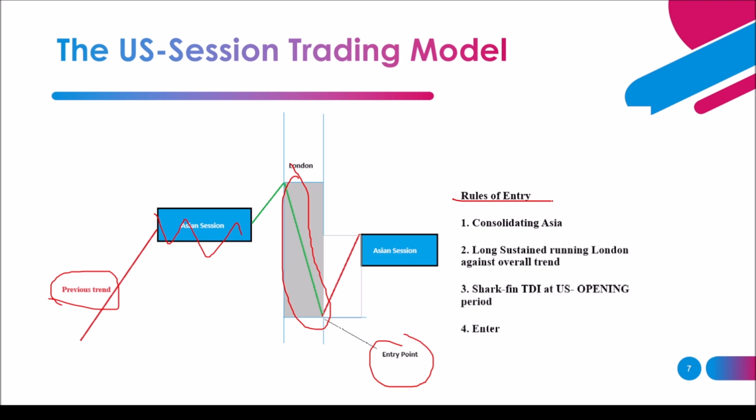So rules of entry: 1, we need a consolidating Asia. 2, a long sustained run like what has been illustrated, London against the overall trend. Then 3, we need to see a shark fin on the Traders Dynamic Index.